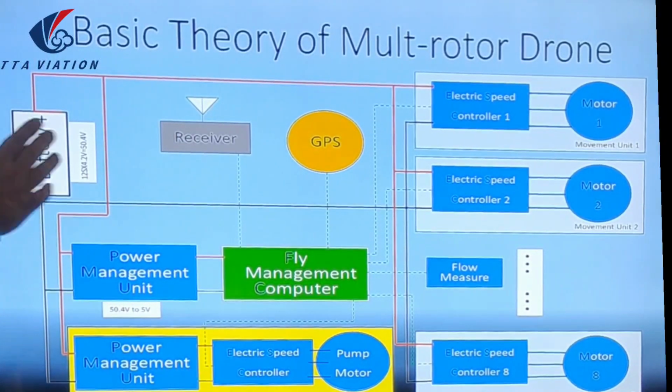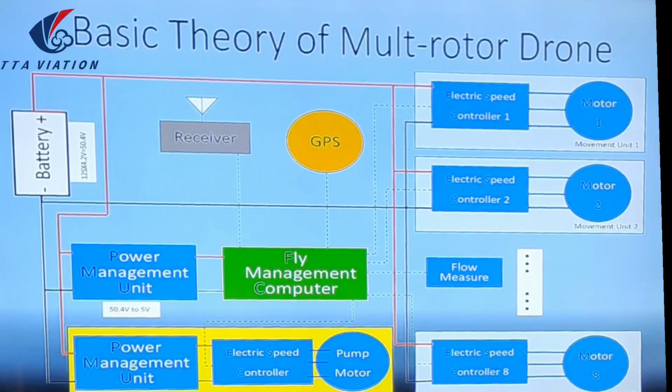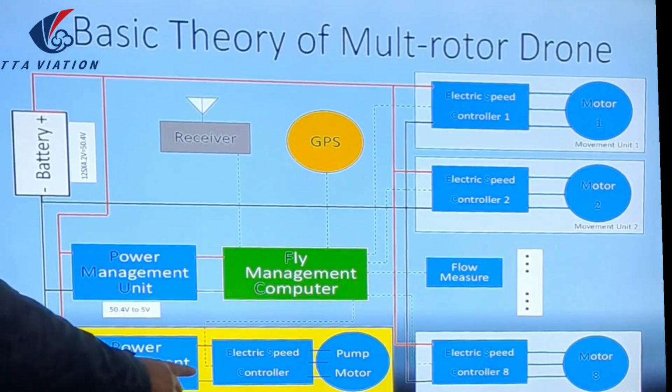And for the same reason, we add another PMU. This PMU converts the battery's voltage from 50.4 volt to 12 volt.